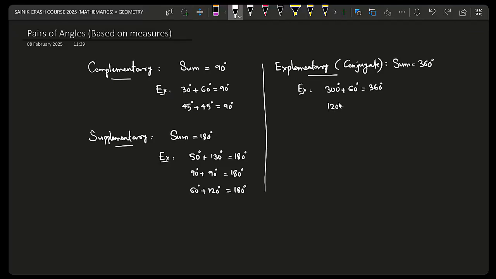You can say 120 degrees plus 240 degrees is equal to 360 degrees. And which angle is the explement of itself? 180 degrees. We can say 180 plus 180 is going to be 360 degrees. So these are the pairs you need to remember.